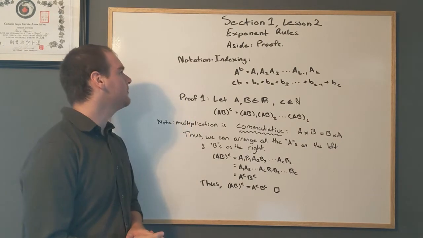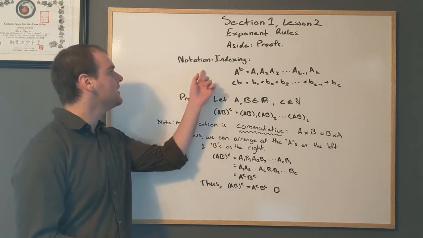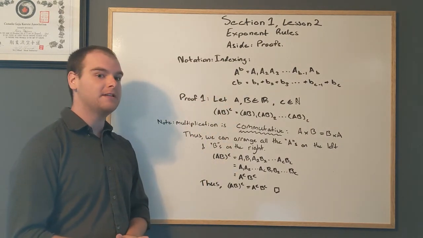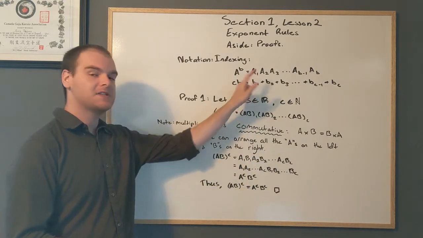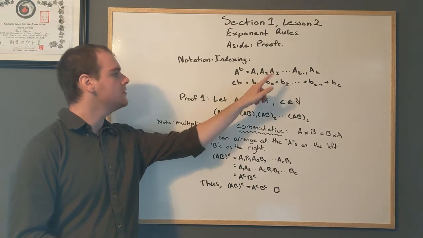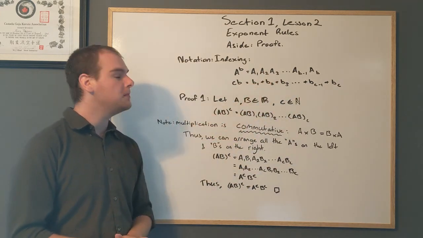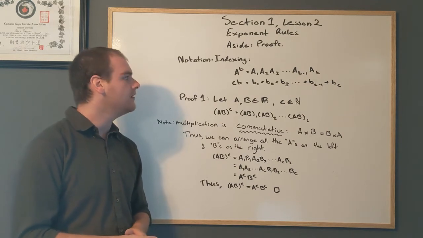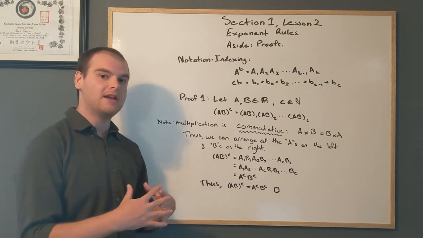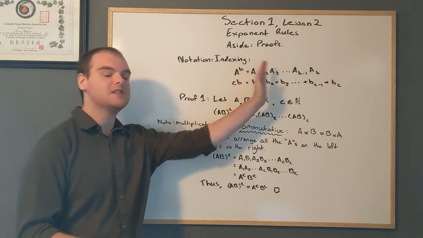And now for the aside on proofs. I'm going to start with some notation, which I'm going to use for indexing. So if we have a to the power of b, that's a with a subscript of 1 times a subscript 2, and so on. These numbers don't mean anything in the math. It just is a way of keeping track of how many a's I have, where along in this multiplication I am.